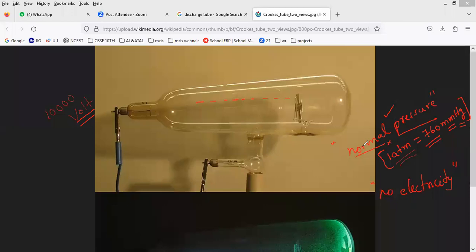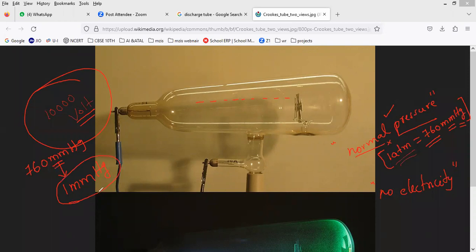So, being a poor conductor of electricity, no current flows through the air even when an extremely high voltage of 10,000 volts is applied. So the air pressure is reduced to 1 mm of Hg. From where to where have we reduced it? From 760 mm of Hg to 1 mm of Hg. Extremely small, right? He reduced the pressure from 760 mm to 1 mm of Hg.